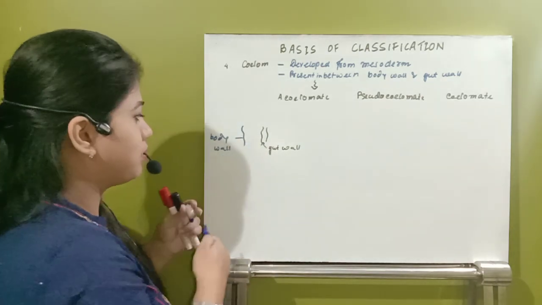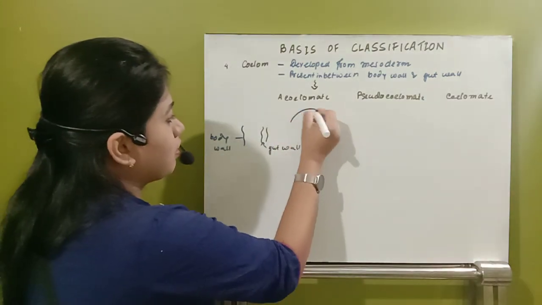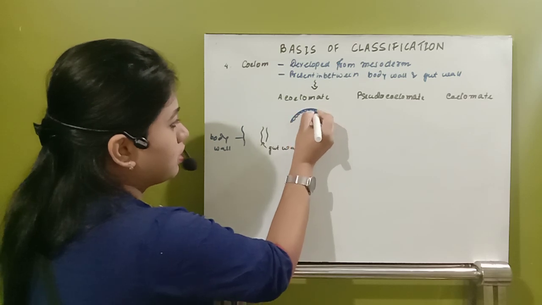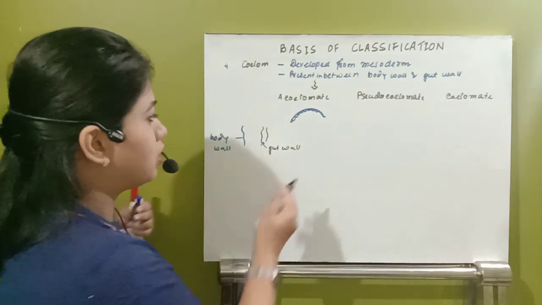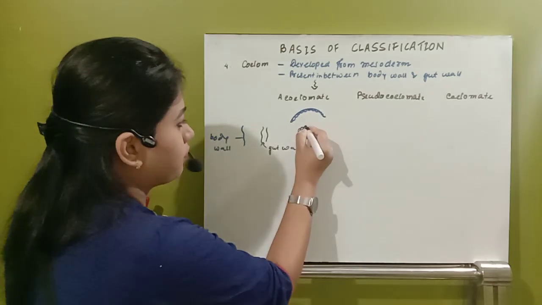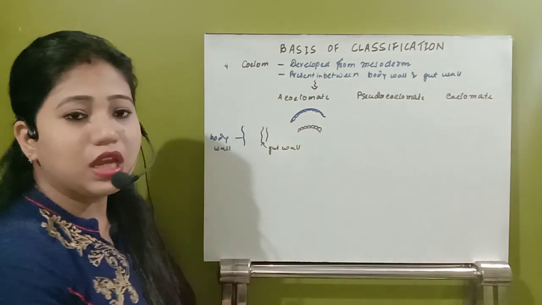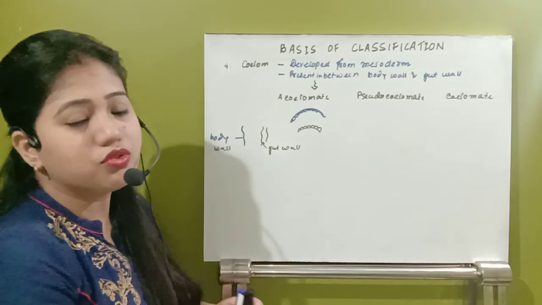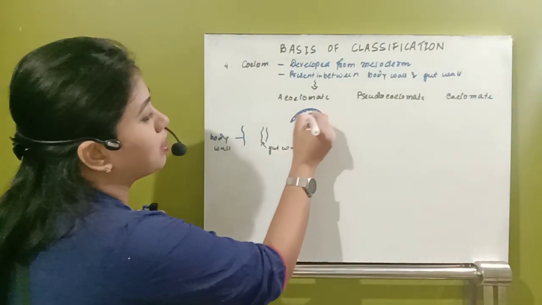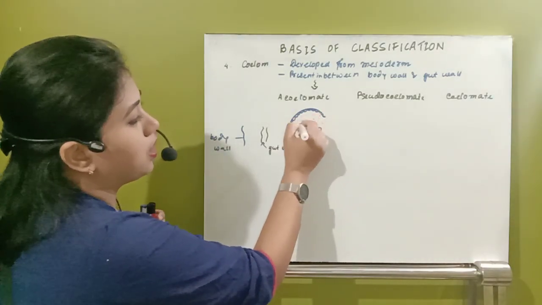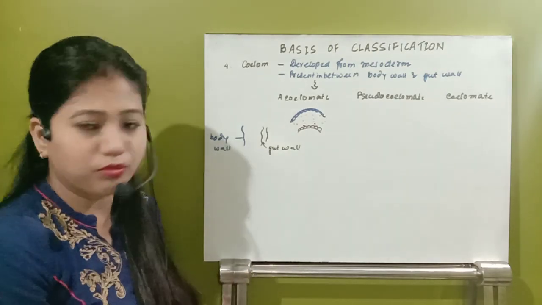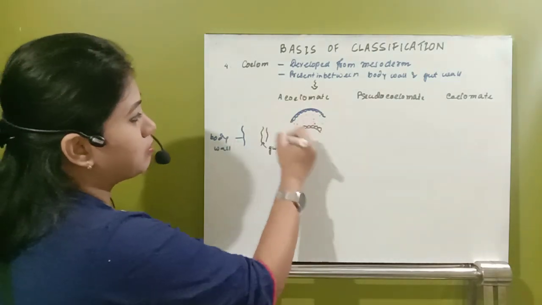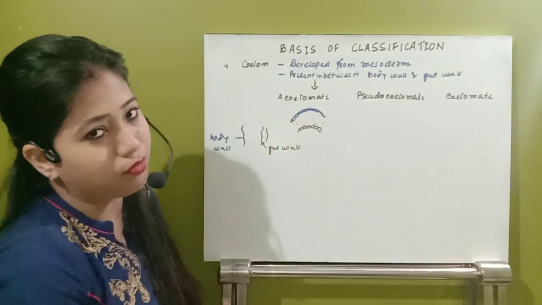Just take the example, suppose this is the outer ectoderm, and this is the innermost endoderm. So in between them, if there is no germinal layer, it is just the mesoglea, then what will happen? Is it possible that they can form the coelom? No. So this type of animals are acoelomate type of animal.